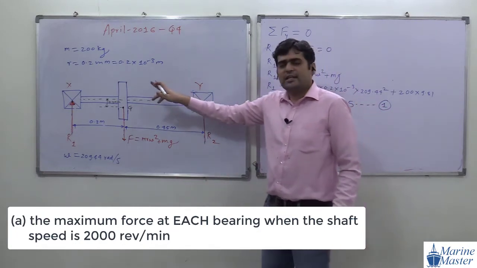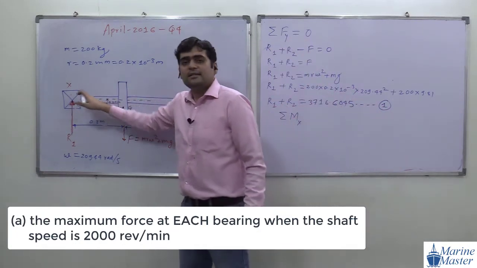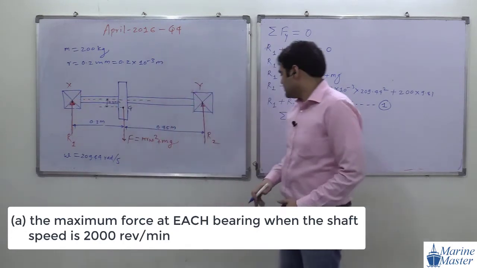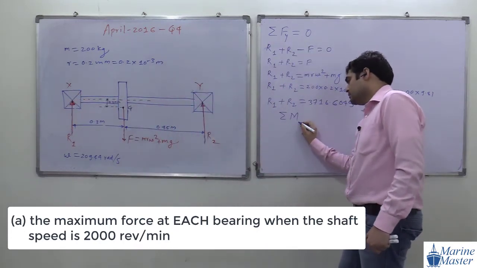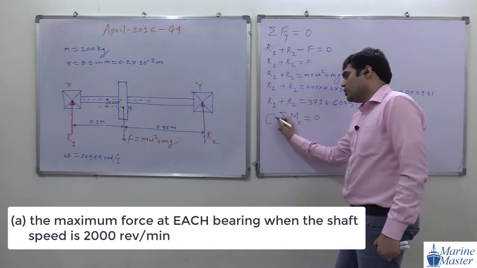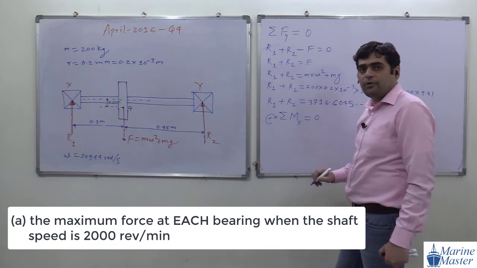This is not the x and y direction. This is bearing x, this is bearing y. So this is our point x. Summation of moment about x equal to 0, taking clockwise as positive.